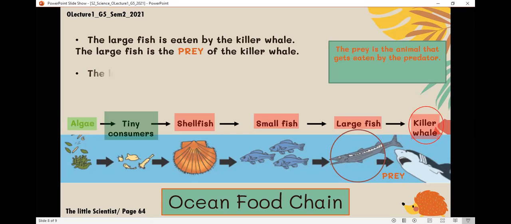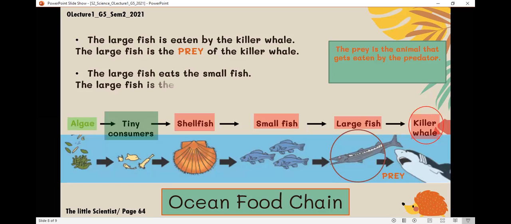They eat small fish. So we say the large fish is the predator of the small fish, and the small fish is the prey of the large fish. Excellent. So an animal can be a prey and a predator at the same time.